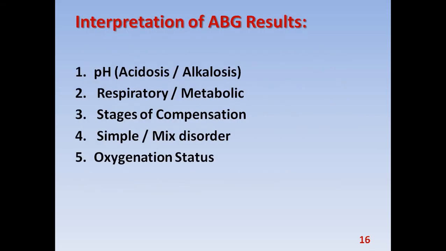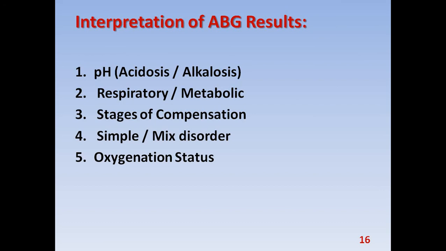Now interpretation. The interpretation of ABG results can be done. Now we have to see these 5 parameters. We have to see the pH to find out whether it is acidosis or alkalosis, or is it within the normal range. The second one is we have to find out whether it is respiratory cause or metabolic cause. Then the third stage in the interpretation is that the stages of compensation can be assessed.